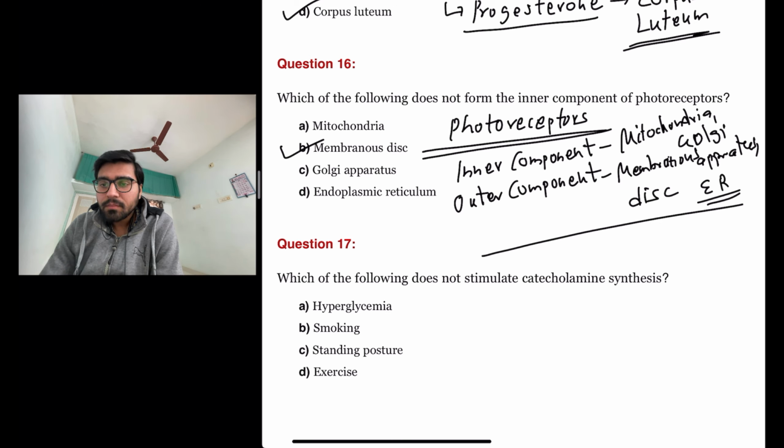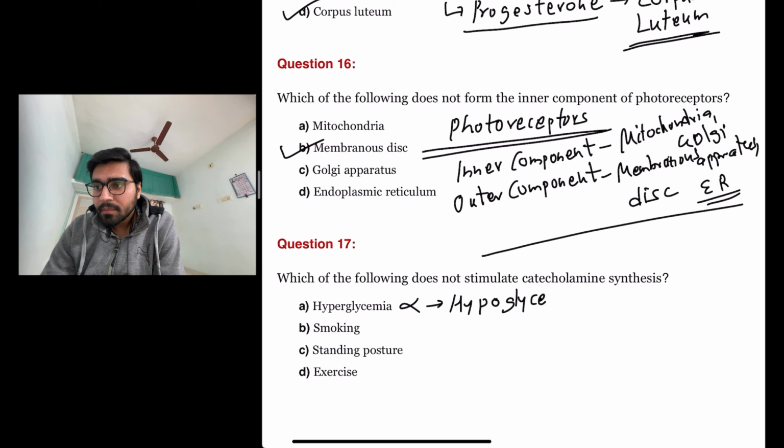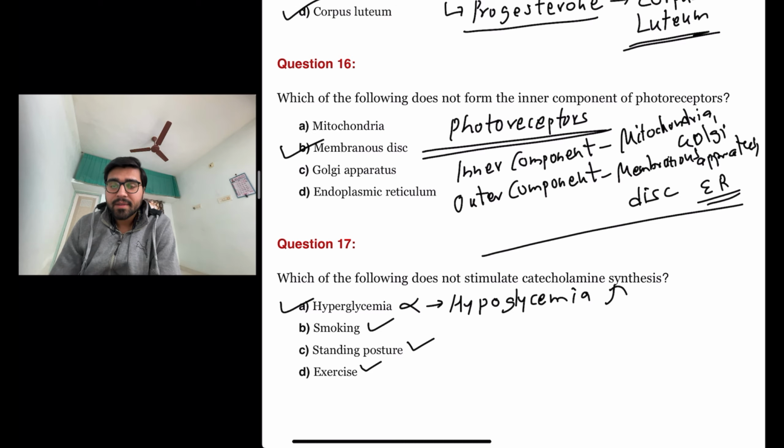Which of the following does not stimulate catecholamine synthesis? So let us look at the options. Hyperglycemia. No, it does not stimulate catecholamine synthesis. Actually, hypoglycemia stimulates catecholamine synthesis. So this is the answer. Let us look at the other options. Smoking, yes, it stimulates catecholamine synthesis. Standing posture, yes, it stimulates catecholamine synthesis. Exercise, absolutely yes, it stimulates catecholamine synthesis.